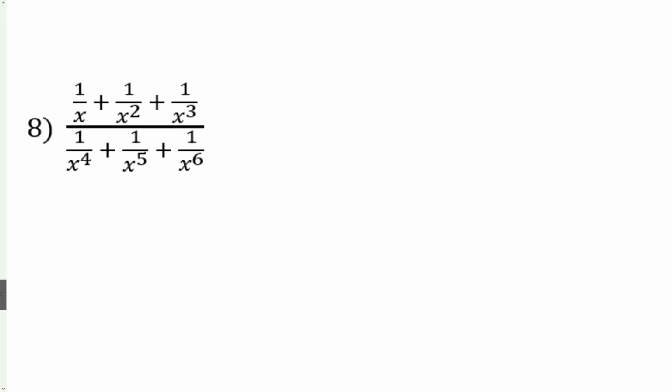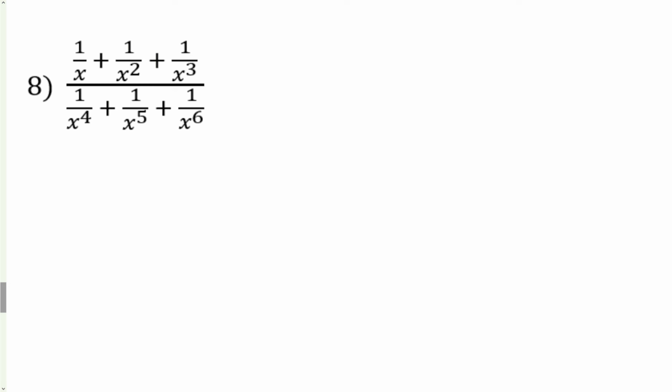For number 8, looks complicated, really not that bad. When we have a complex fraction, the best idea is to multiply every term by the common denominator of every term. Well, this is x squared, x third, and so on. The common denominator would be x to the 6th power.